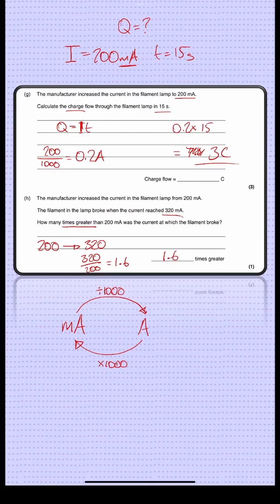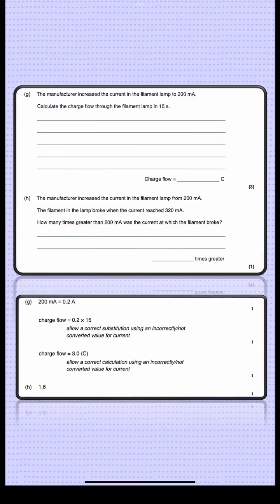All right, guys. So that's the equation. Let's quickly check the mark scheme. Yes, conversion gets you a mark. Then you times it by 15, you get 3. And then we get 1.6 is a 1 mark, so there's no calculations really needed.